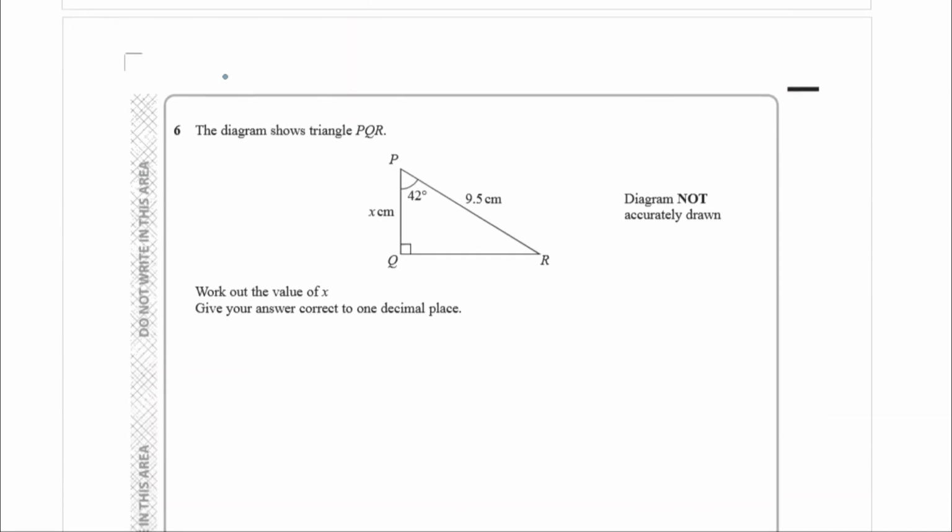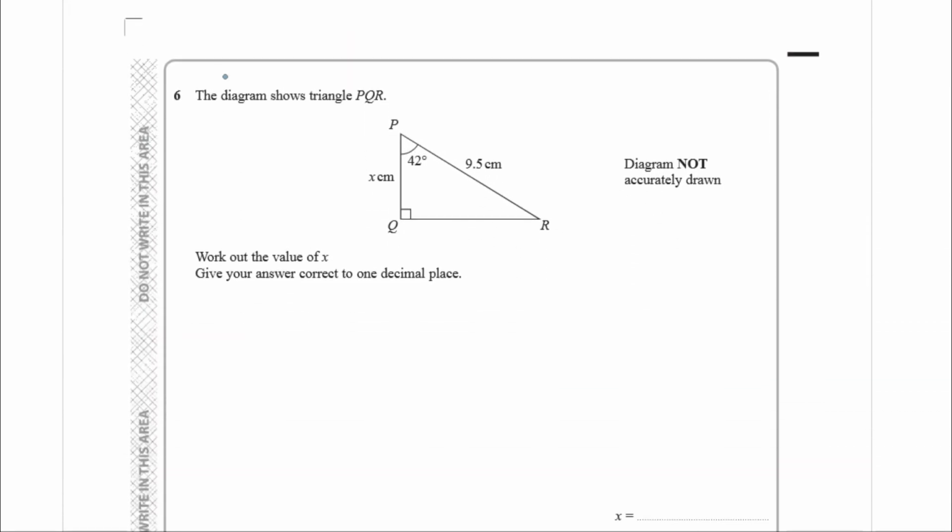Okay, good. Moving on. This looks like a trigonometry question where we're given an angle, the hypotenuse and the adjacent side. So this looks like a cosine question, because the cosine of an angle is always the adjacent side, which is x, divided by the hypotenuse, which is 9.5. Moving the hypotenuse to the other side, 9.5 cosine 42 is equal to x, and we can use our calculator here to find the value of this length.